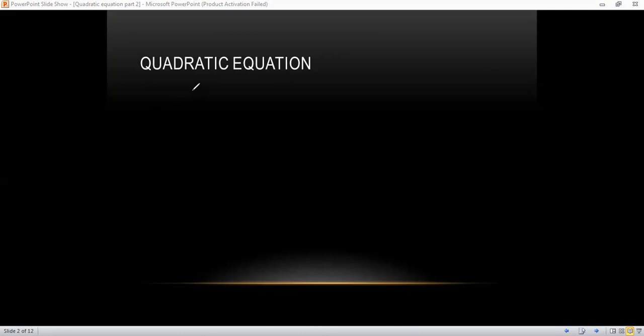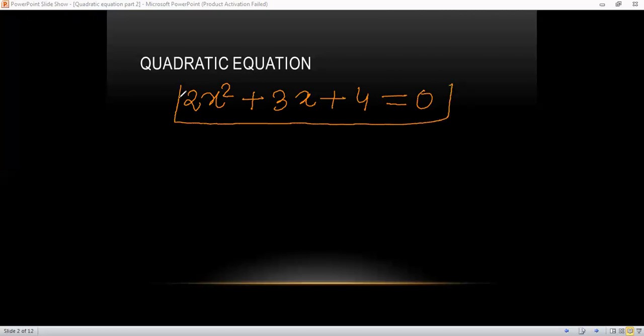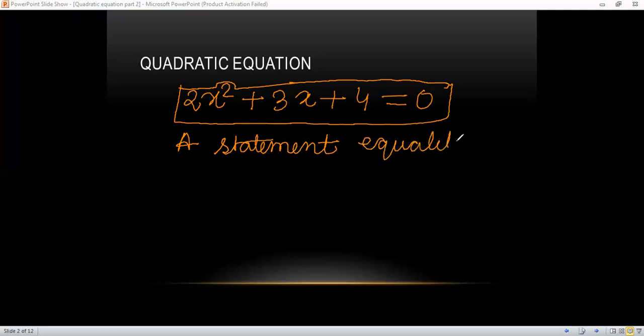We will discuss what an equation is. So if I write x square plus 3x plus 4 is equal to 0, when we find an equation in such a form, we call it standard form. And whenever the equation is equal to zero, it means this is a statement of equality.